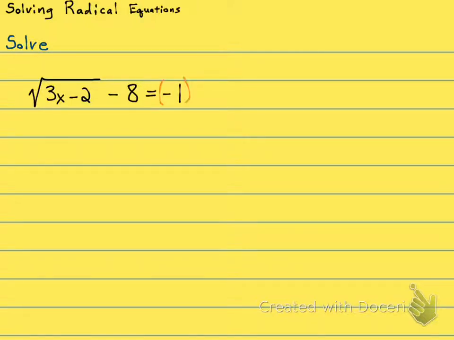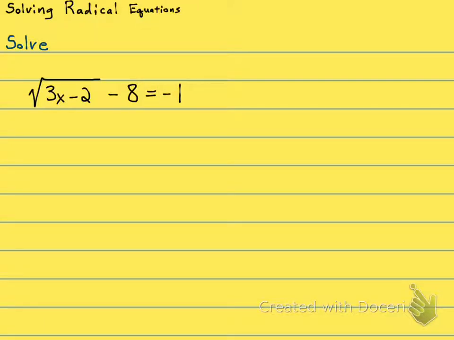Well, this side would be fine if I square it. But if I try to square this side, I'm going to have to FOIL. That's like a binomial, okay? And it's not going to get rid of my radical. You need to get your radical all by itself before you square.